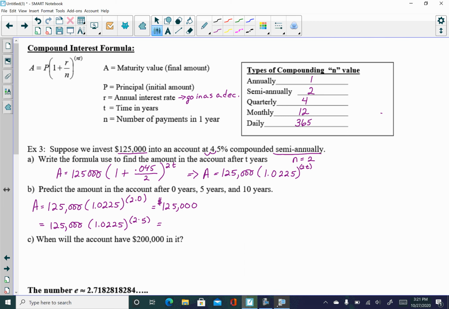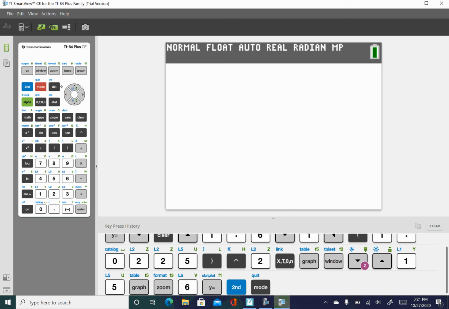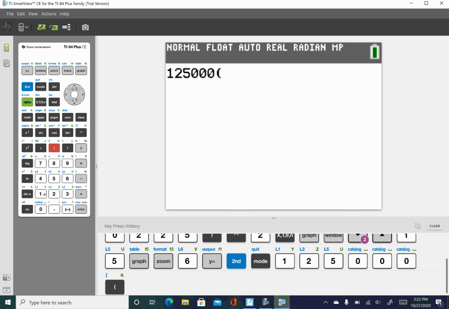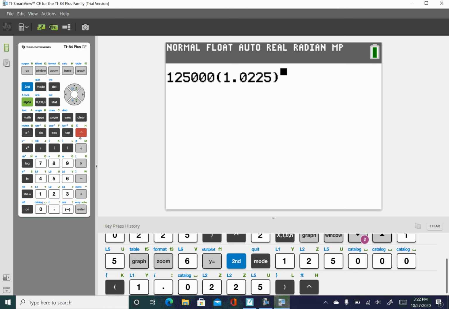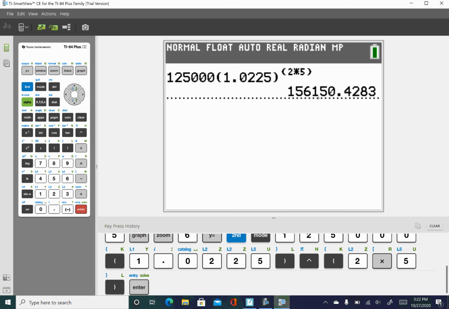You know what? I've got my calculator pulled up. I'll pull it up here and show it to us. So I would type in 125,000 parentheses 1.0225 close parenthesis, raise it. My calculator automatically brings me up here to an exponent. If yours doesn't, you have to have parentheses. I'm just still going to use them anyway. I technically would not need it by the way my calculator is programmed here. And then hit enter. So you would see then at the end of 5 years, you would have $156,150.43. That 8 would round you up.